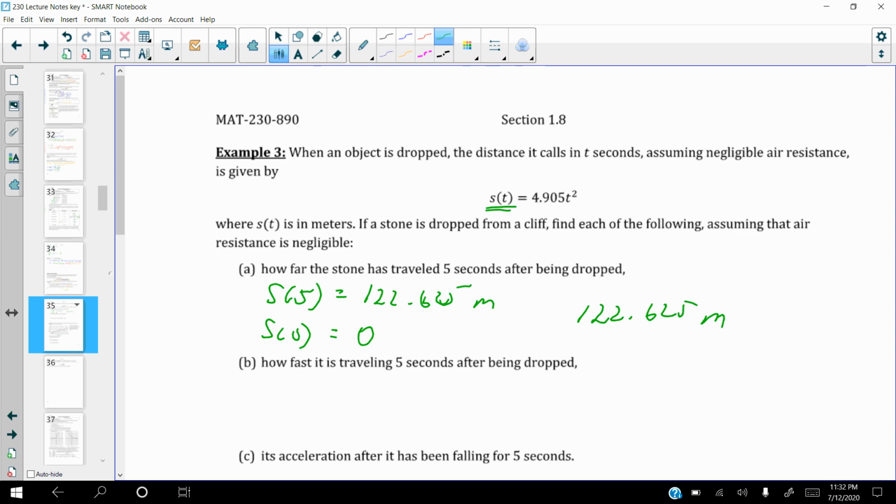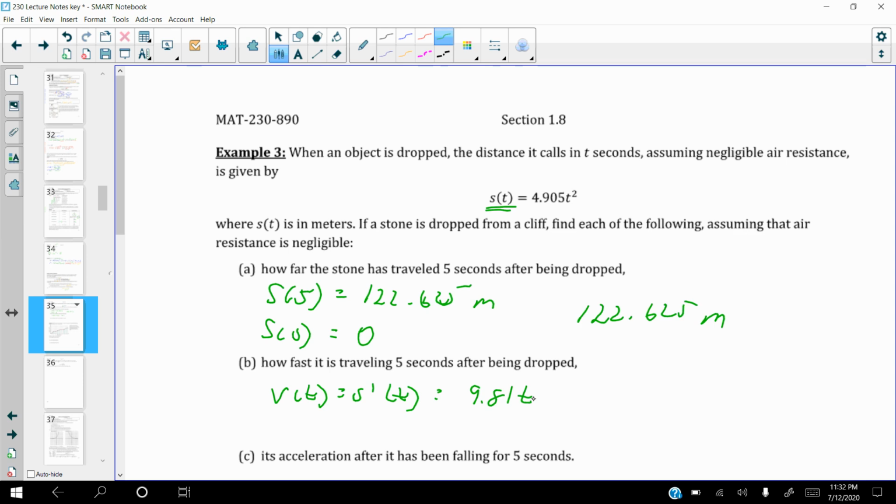So what I am looking for is the velocity. We want to know how fast it was traveling, and we know that the velocity of an object is the first derivative of position. So let's go ahead and take the derivative. Well, if I take 4.905 and multiply that by 2, we're going to get 9.81 t, reduce the power by 1.